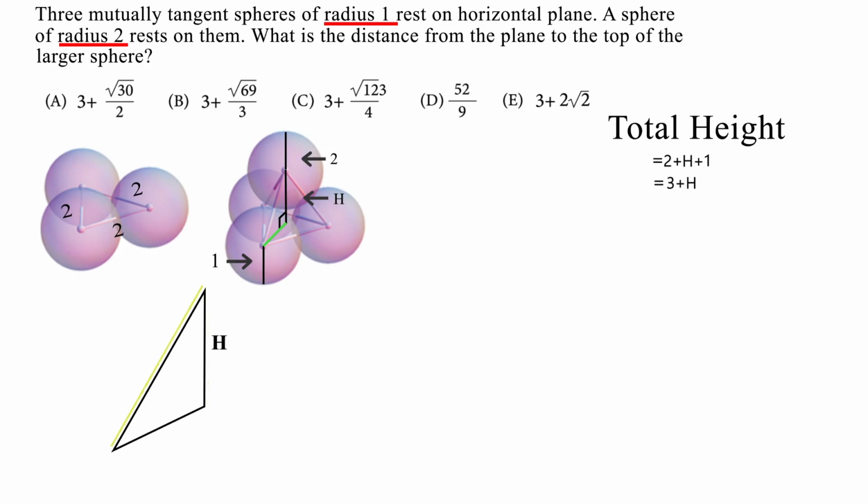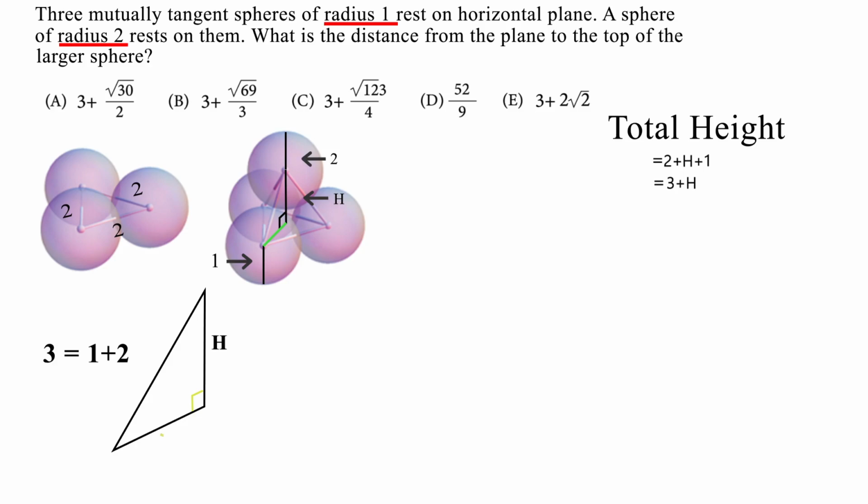How about this hypotenuse here? What is that? The good news is we know that. It's the distance from the center of the top sphere to the center of one of these smaller spheres. So that basically means it's just the two radii. When you draw a line from the center of the top sphere to the center of a bottom sphere and connect them, it'll be equal to the radius of the top sphere, which is 2, plus the radius of one of the bottom spheres, which is 1. So this will be 2 plus 1, which is equal to 3.